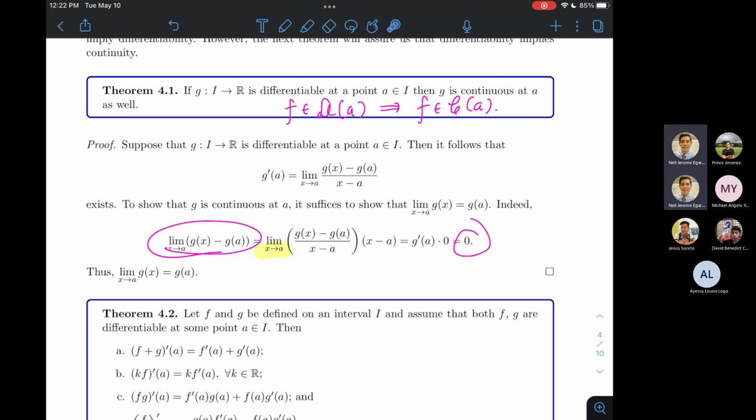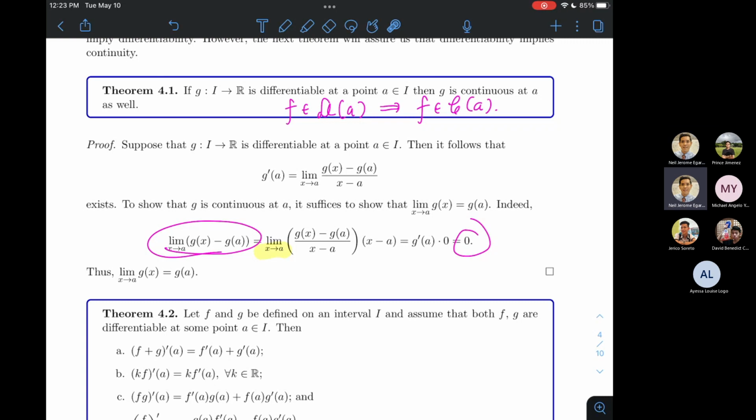And what do we have here? We have seen that the limit of g as x approaches a is equal to the function value of a, which is the very definition of being continuous. Okay, so we started with the assumption that g is differentiable at a and ended up with a conclusion that g is continuous at a. So ibig sabihin, indeed, differentiability implies continuity.